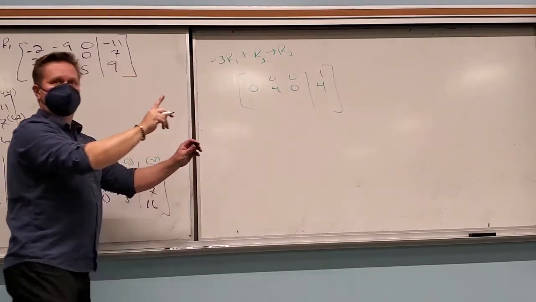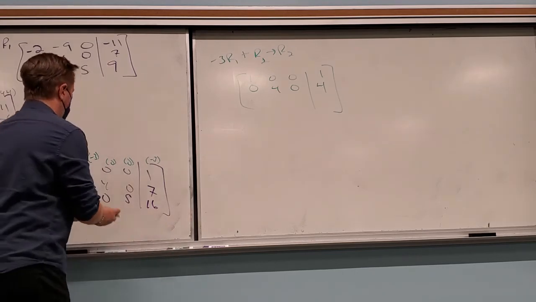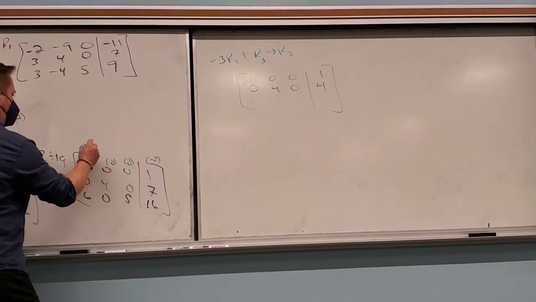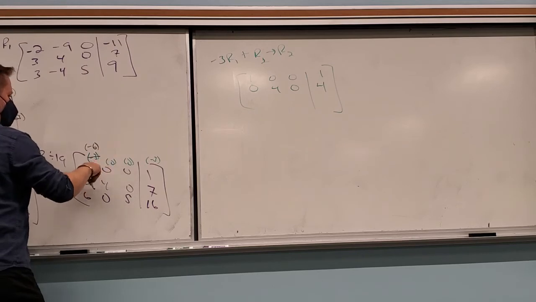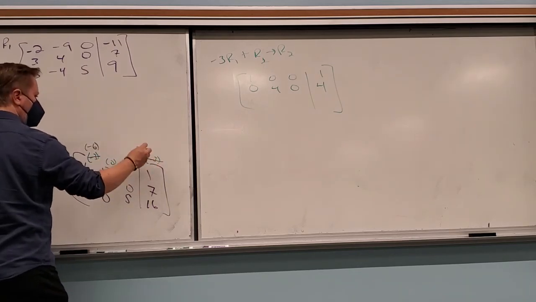Now real quick, let me do 2 things at once so I don't write this matrix so many times. How would I kill this one? What would I multiply this by to kill this one? Negative 6. Okay. So I'm going to multiply by negative 6. 0 times negative 6 is 0. 0 times negative 6 is 0. 1 times negative 6 is negative 6.